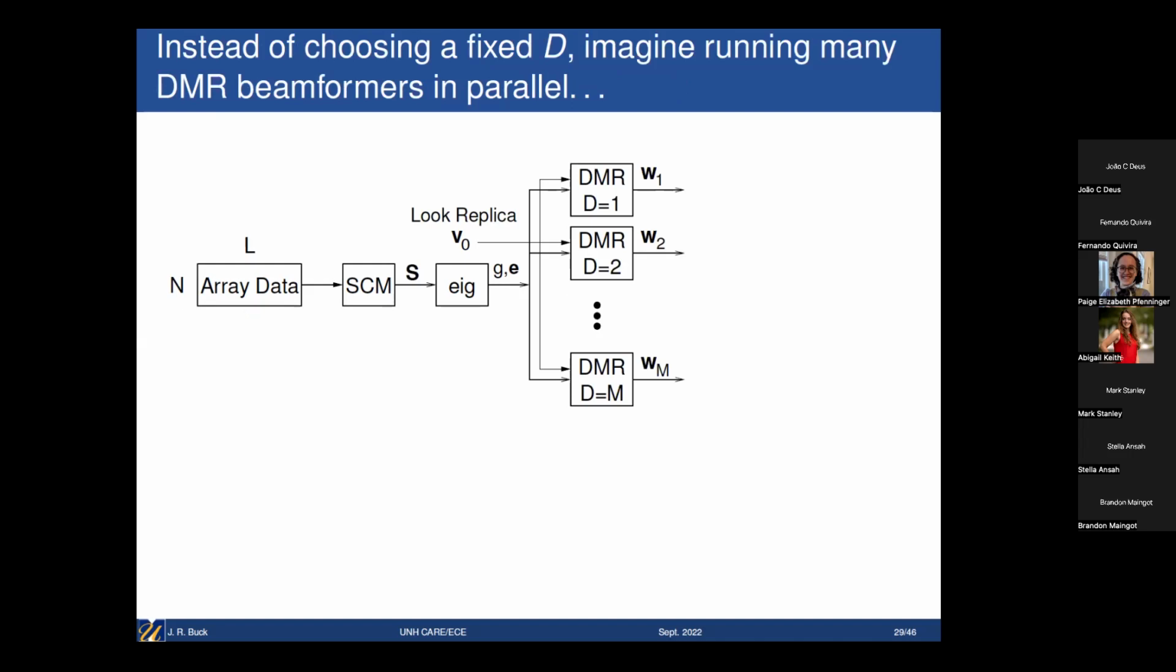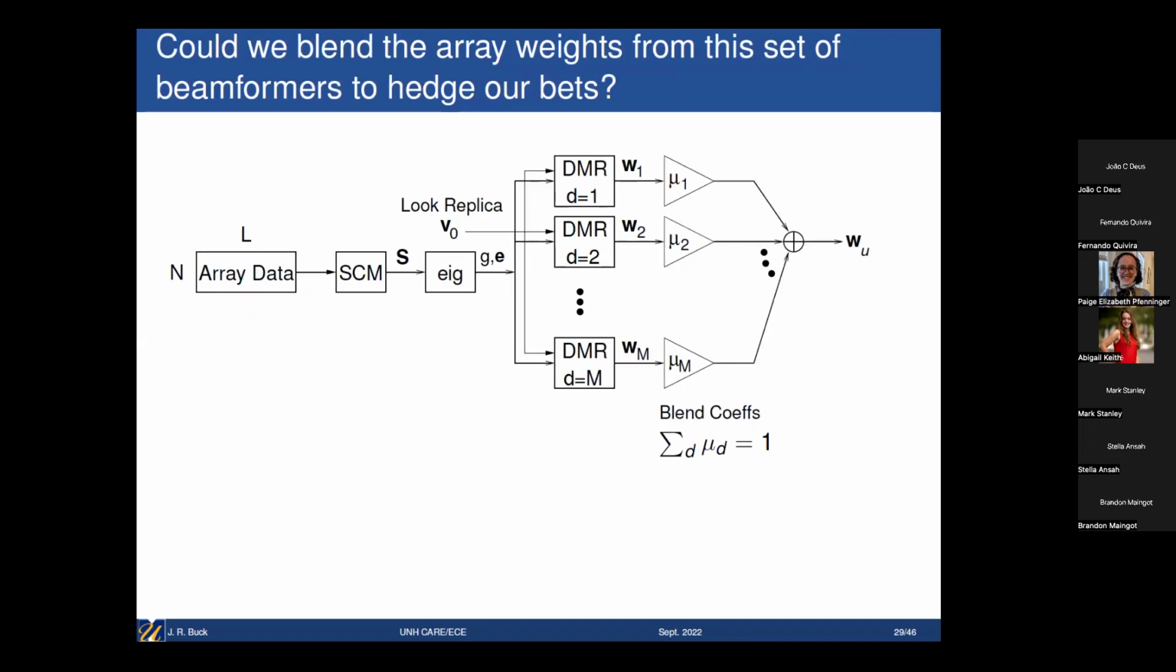So I say, what if instead of picking one D, I ran many of them in parallel? And you look at that and say, wait a minute, you were going to make it better and you made it worse. Right now I've got M different sets of array weights and I don't know which ones to apply. And I said, well, don't worry, you don't have to pick one. I'm going to blend them together. I'm going to set a set of coefficients. And so my array weights for my universal algorithm will be some blend of all the possible choices of D over some range. If you like financial applications, this is a beamformer hedge fund. I'm investing in the different sets of array weights based on recent performance, who's doing well right now. So that's the intuition behind it.